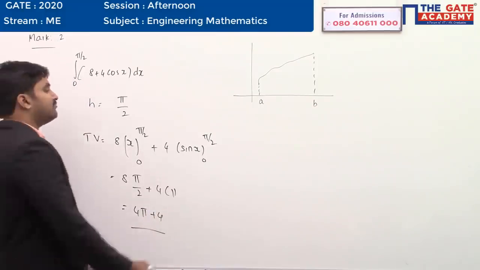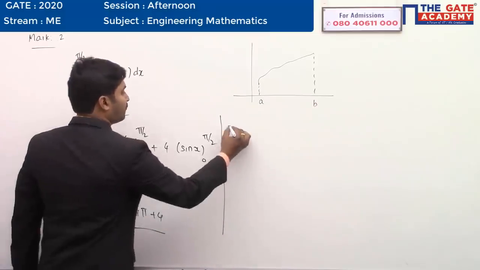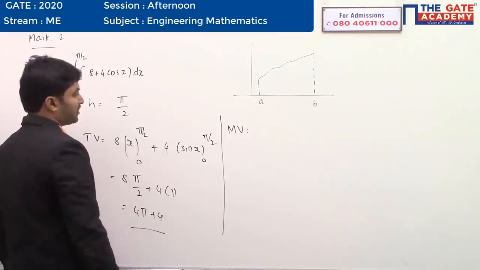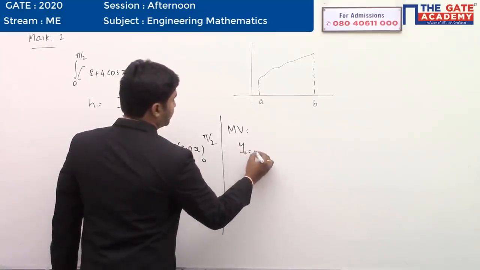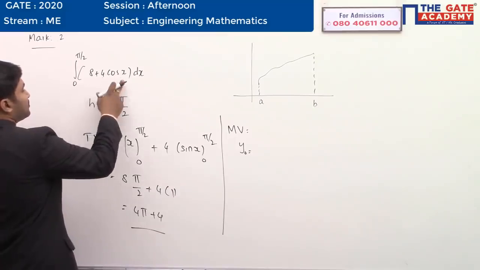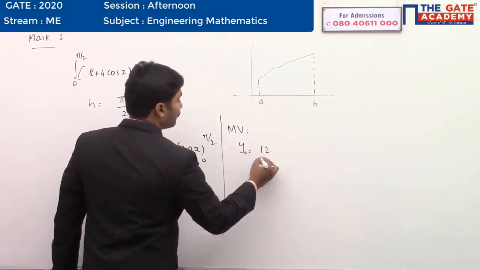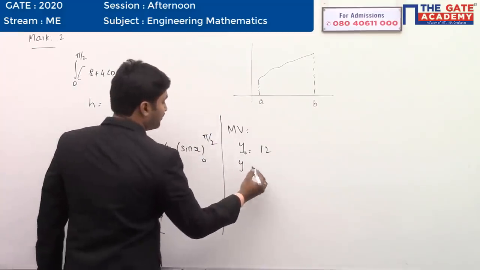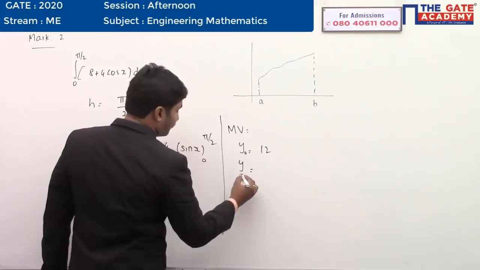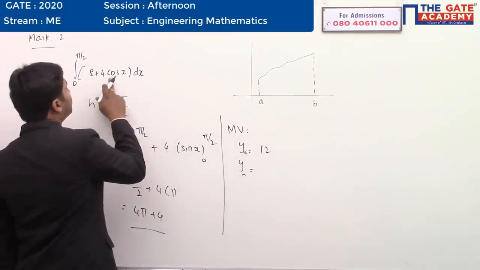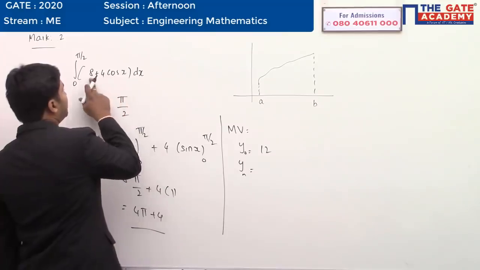Now the next one is the measured value, which is found using the trapezoidal method. So using the trapezoidal method, we have y naught, which is nothing but f of x at x equal to 0. At x equal to 0, the value is 12. Then yn is at x equal to pi by 2. At x equal to pi by 2, what is the value? 8 plus 4 times cos of pi by 2, this becomes 0, it means that it is 8.